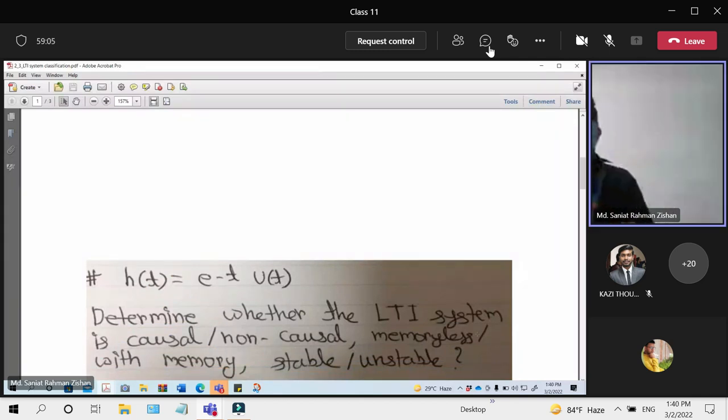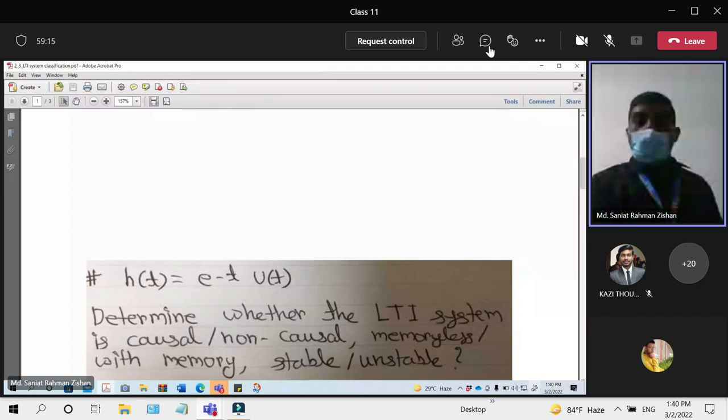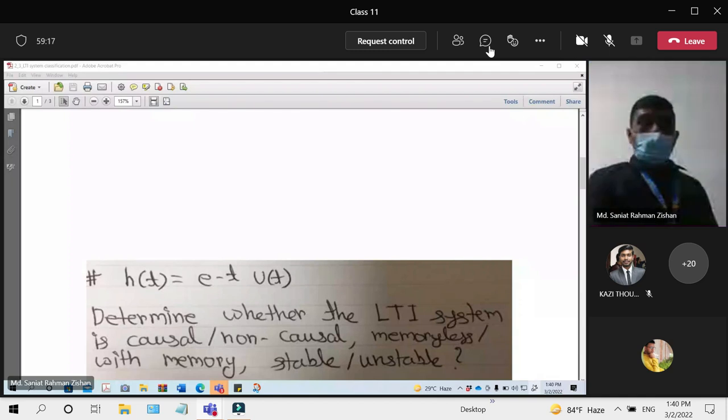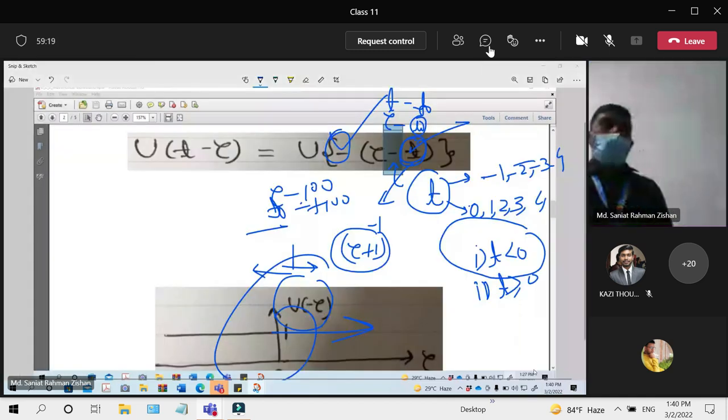I have given this question. h(t) equals e to the minus t u(t). Determine whether the LTI system is causal or non-causal. We need to check whether this LTI system is causal or non-causal. কী করতে পারি?